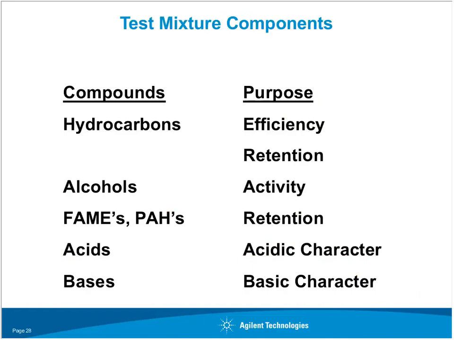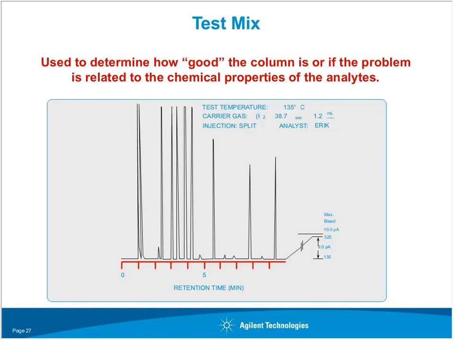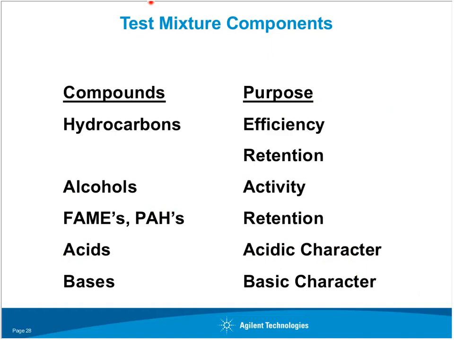And in our test mix, if we look back here, it's critical. We use a very probative test mix. What we do is we use hydrocarbons to measure column efficiency and retention. We use alcohols to look for activity. We use FAMEs or PAHs to measure retention. We use acids to measure the acid character and bases to measure the basic character. So again, we use every compound in our test mix to make sure that every column you get is going to meet our stringent specifications. And again, every column we sell is pre-tested, pre-conditioned, and every column has the bleed run on it.